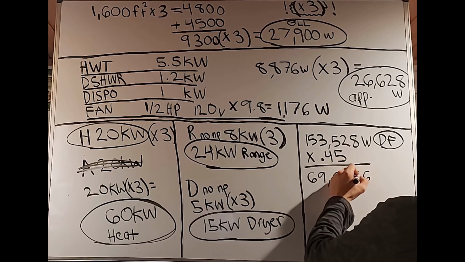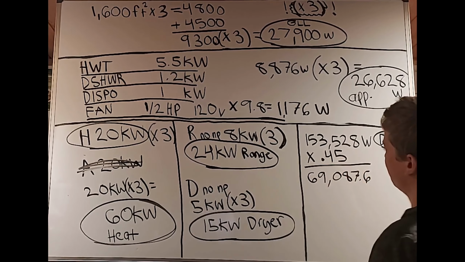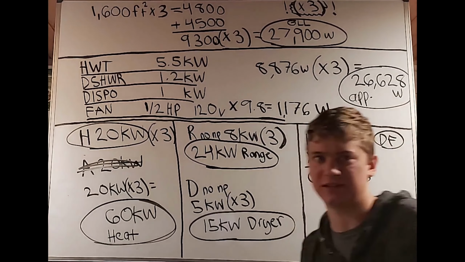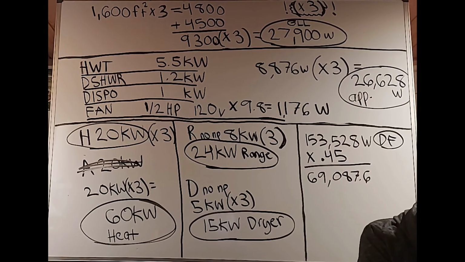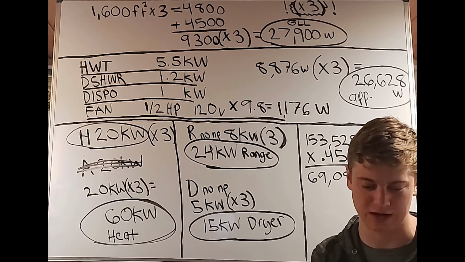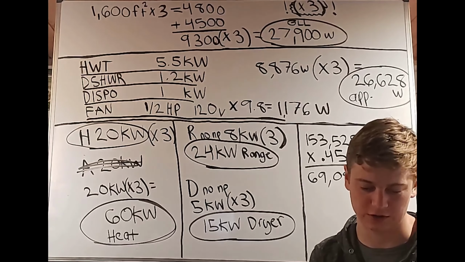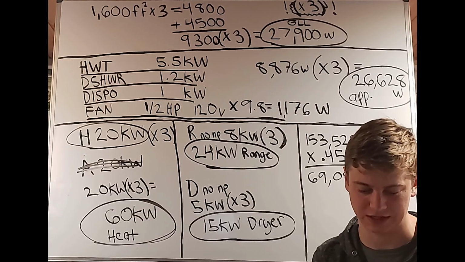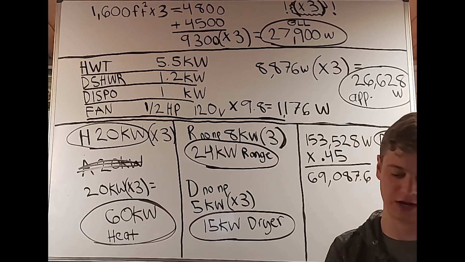69,087.6. Okay, and now it's good to know that in any other point of our load calculation, we're technically not actually supposed to be rounding up. We might want to, but we're actually going to get further away from the actual answer. The only time that the code tells us to round up is if we go back to Article 220.5 subsection B, is when it says fractions of an ampere.